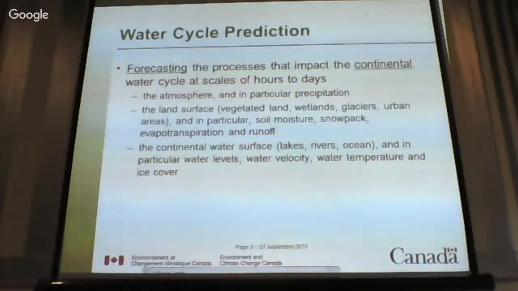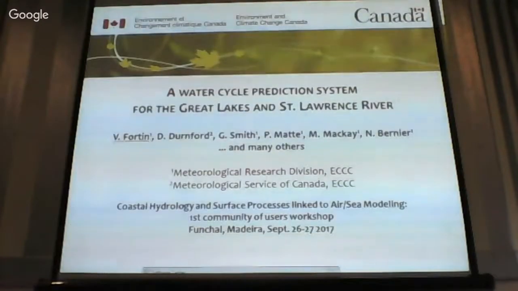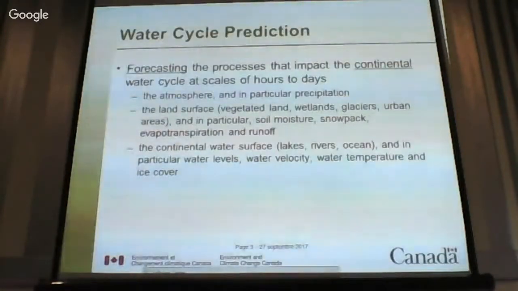So the title of my talk, which I didn't emphasize, is a water cycle prediction system for the Great Lakes and St. Lawrence River. I want to say what we mean by water cycle prediction. It's forecasting the processes that impact the continental water cycle at scales of hours to days. That includes the atmosphere, and in particular precipitation, the land surface, and the continental water surface, and in particular our large lakes that we have in Canada.